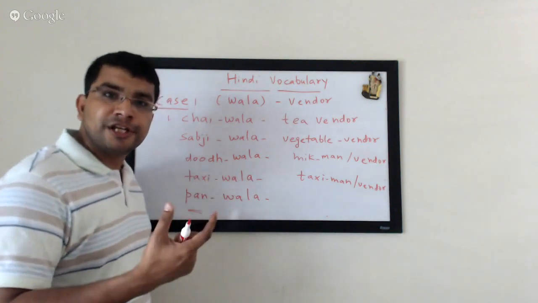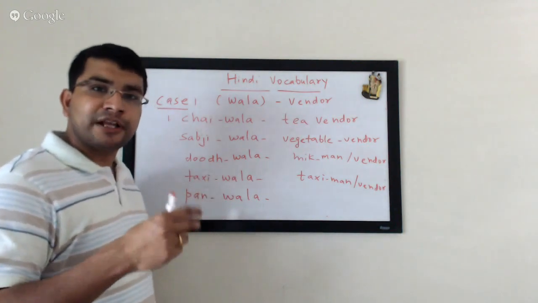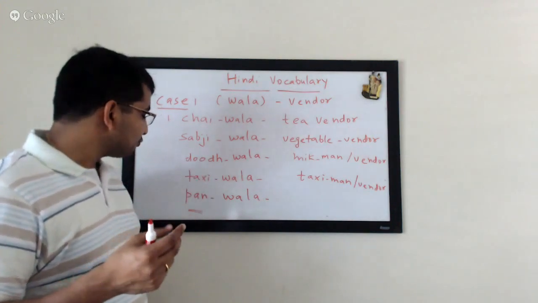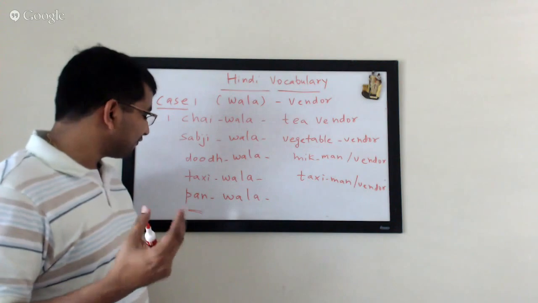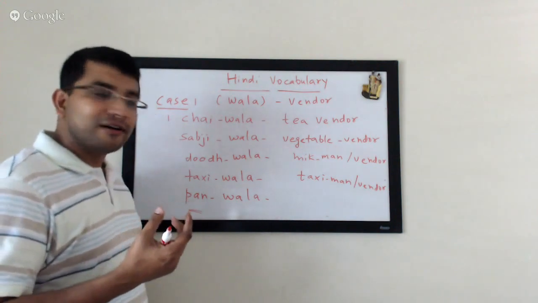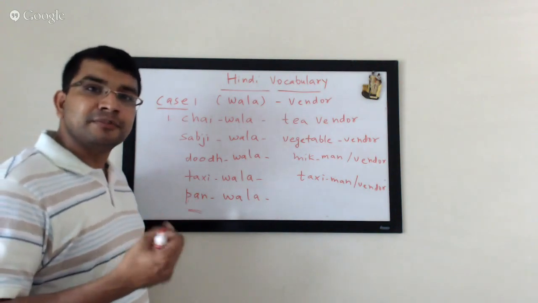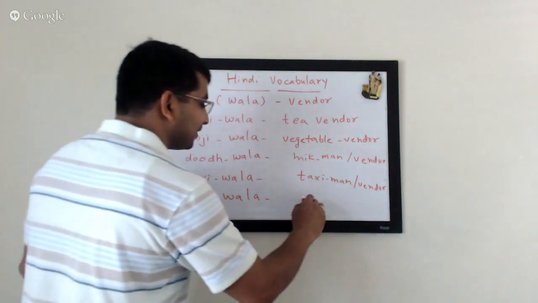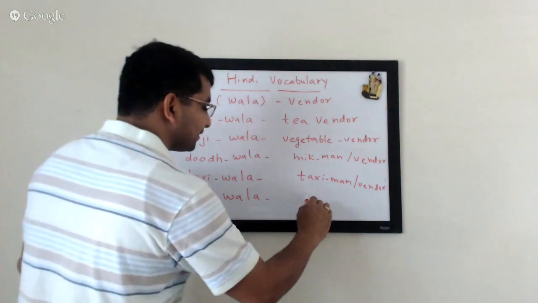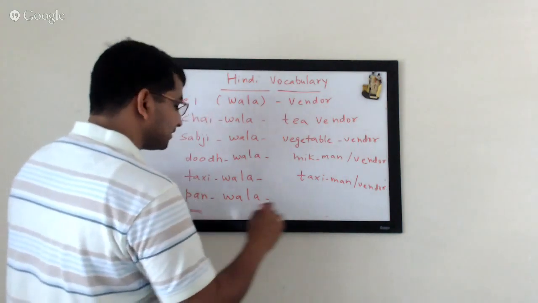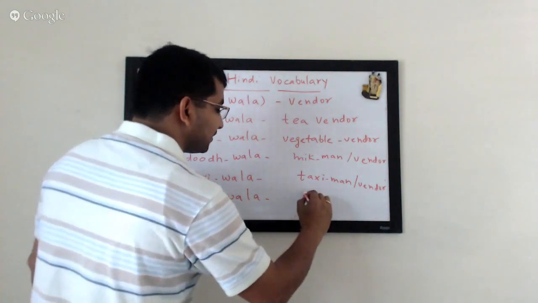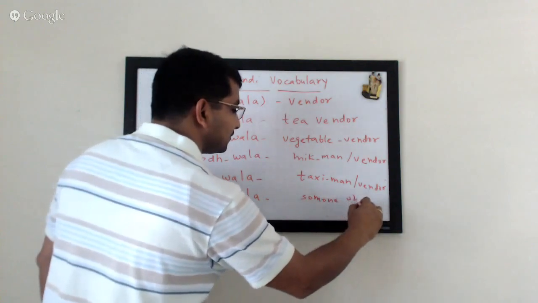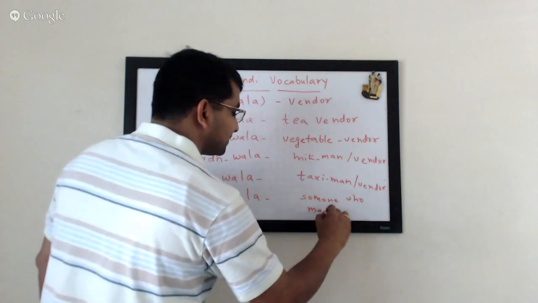Pan is like a tree leaf, and they put a lot of things on top of this particular leaf to give it a little bit of a minty taste, right? So it's a mouth freshener. It's called pan wala. Pan is nothing but a mouth freshener. Pan wala is someone who makes pan.